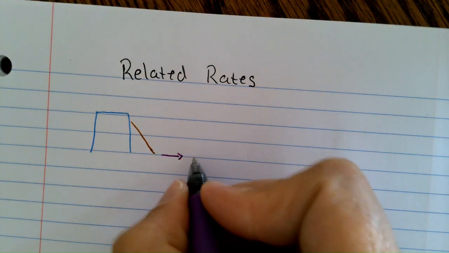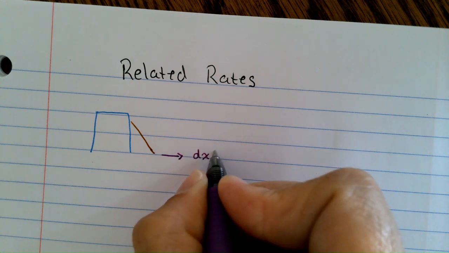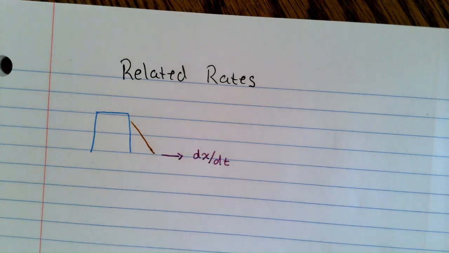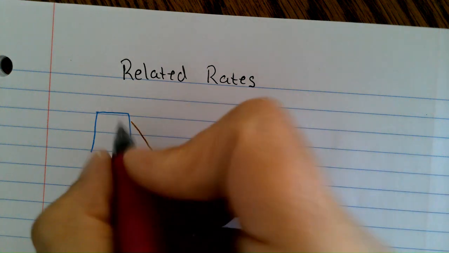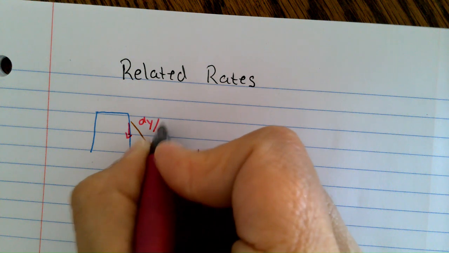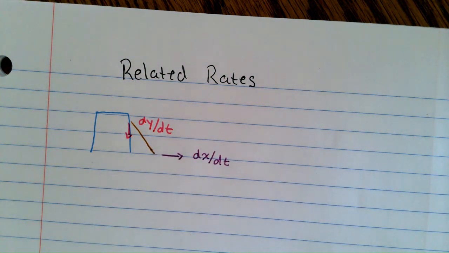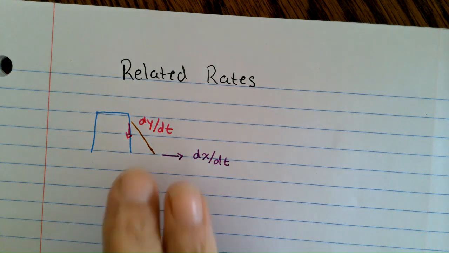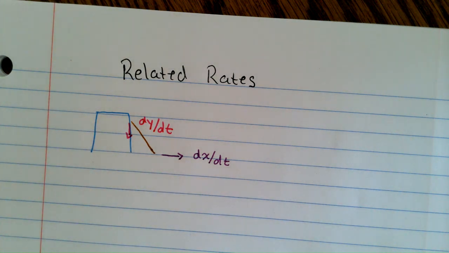Your speed would be in relation to time, the change in your horizontal with respect to time. The ladder itself would be falling downwards with respect to time, at so many miles per hour. So the speed of one is going to affect the speed of the other. And one's going to have, in this case, positive velocity, and one's going to have negative velocity, because one's getting longer and the other's falling down.